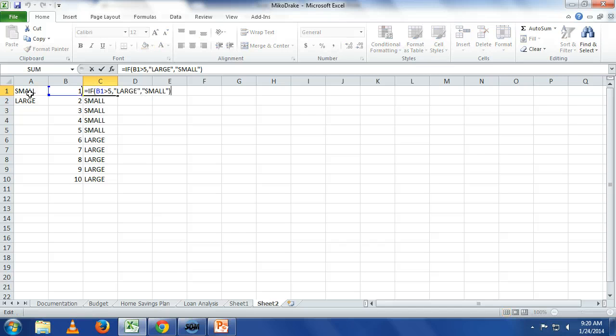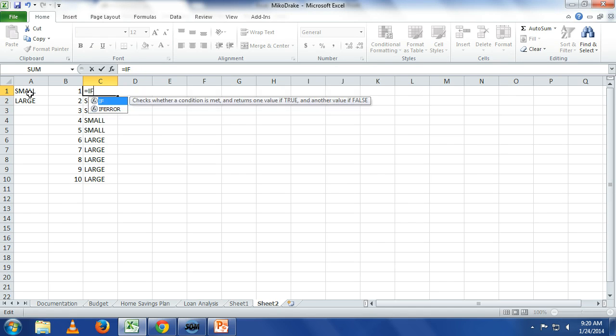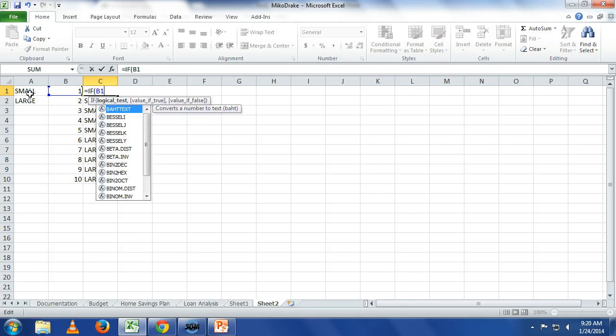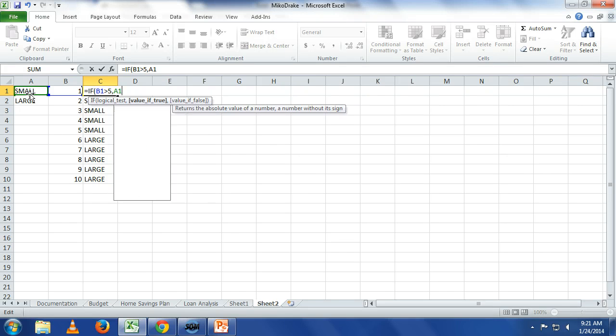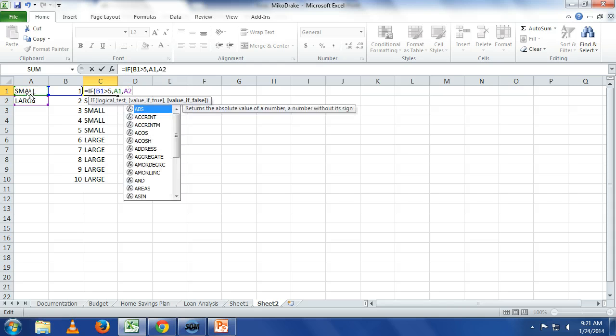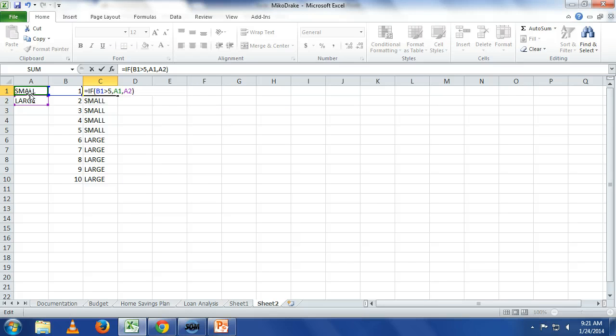And if I go back to this function to change it, instead of putting in large and small, I'm going to use the references. So I'm going to say if B1 is greater than 5, put in A1, else put in A2. Okay, notice I didn't use the double quotes here because it's a reference. Reverse it. Okay. So it should be A2, comma A1.